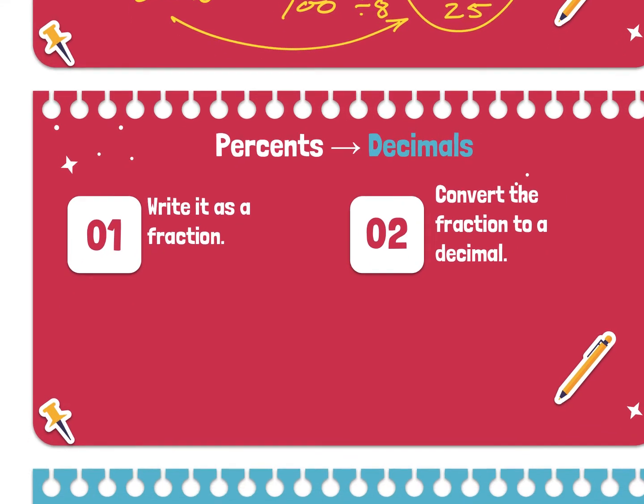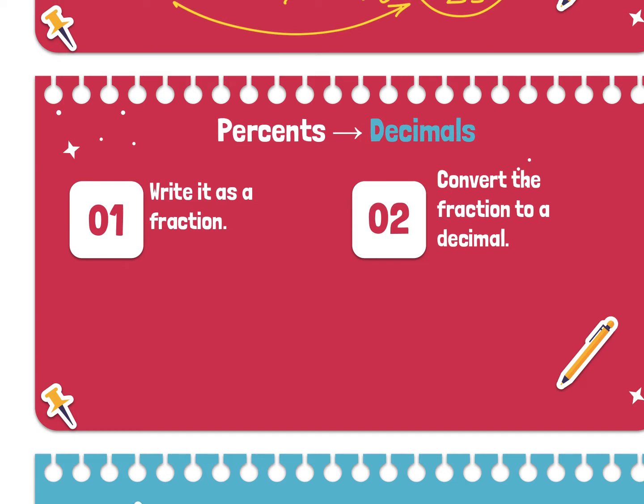Next, we're going to change a percent into a decimal. First, we write it as a fraction, and then we convert the fraction to a decimal. So we'll just pick a percent here. Let's say it is 27%. We're first going to write it as a fraction, which is 27 over 100, 27 hundredths.